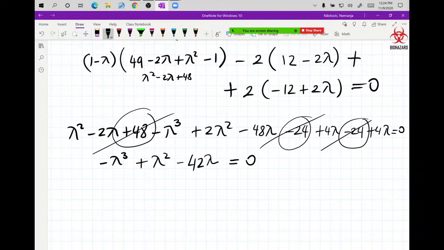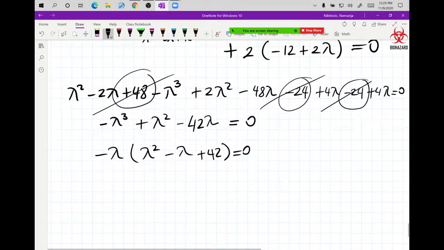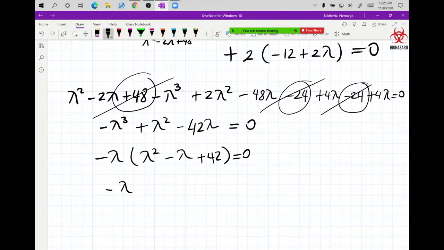So now, when I do this, I'm going to kick out negative lambda, which leaves me the lambda squared minus lambda plus 42. And this now works beautifully, right? Because 42 is 6 times 7, right? So we have negative lambda, and then I have a lambda minus 7, lambda plus, oh no, the signs are opposite.